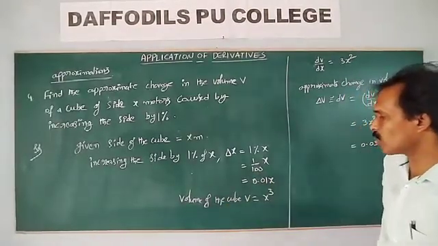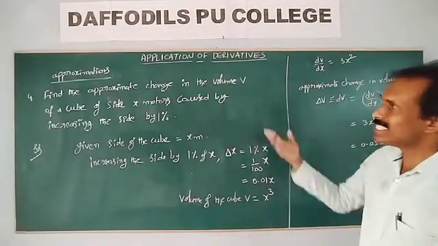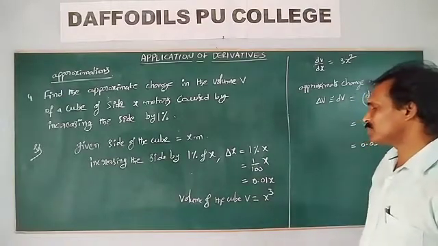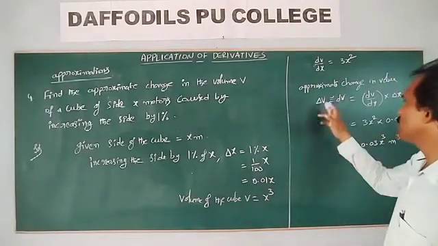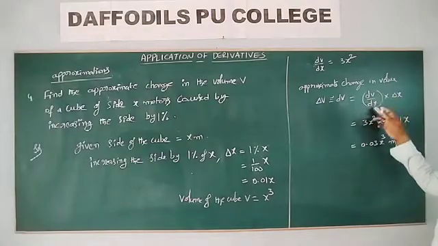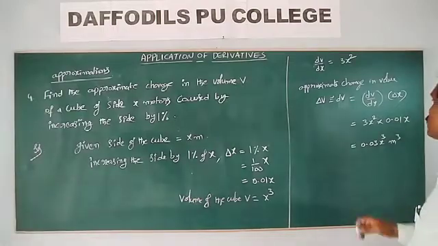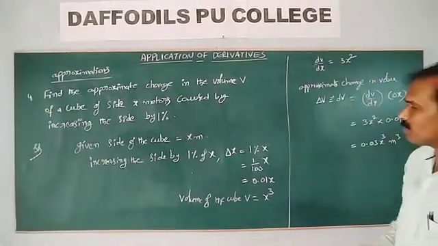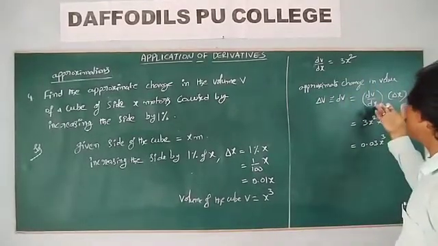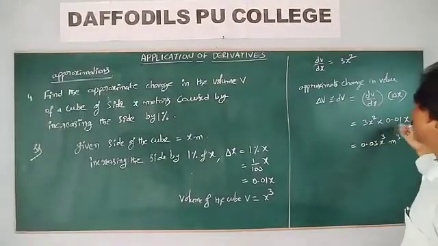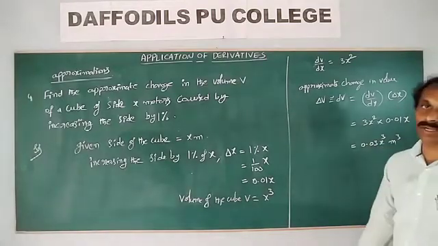Next write the volume of the cube, v is equal to x cube. We want the change in volume, that's why differentiate with respect to x. dv by dx is equal to 3x square. Approximate change delta v, that is nothing but dv, is equal to f dash x into delta x. Here f is considered as the volume. Therefore dv by dx into delta x is 3x square into 0.01 x. So finally we can answer, approximate change is 0.03 x cube meter cube.